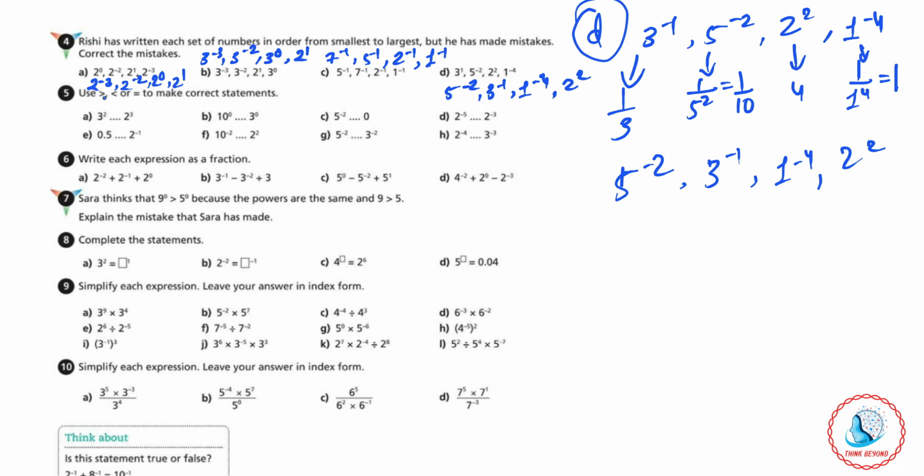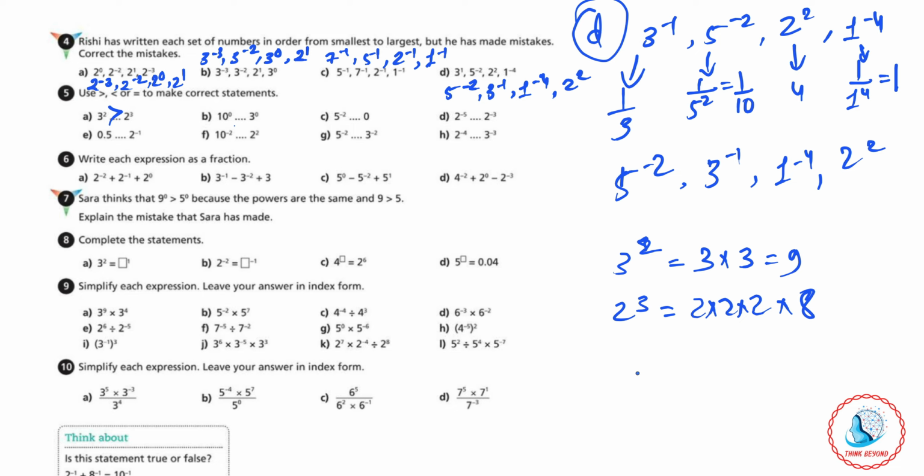It says use greater, smaller, or equal to make a correct statement. If you know question number 5, you can do it by yourself by pausing the video, and don't take stress. I'm going to solve each and every question. So it says 3 square and 2 cube. 3 square, 3 times 3 is 9. 2 cube, 2 times 2 times 2, which is 8. So which one is greater? Obviously 3 square is greater.